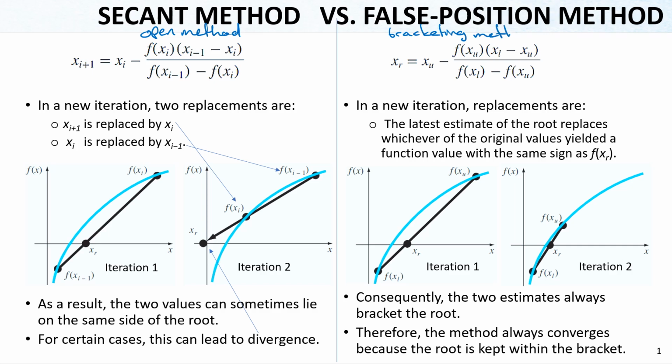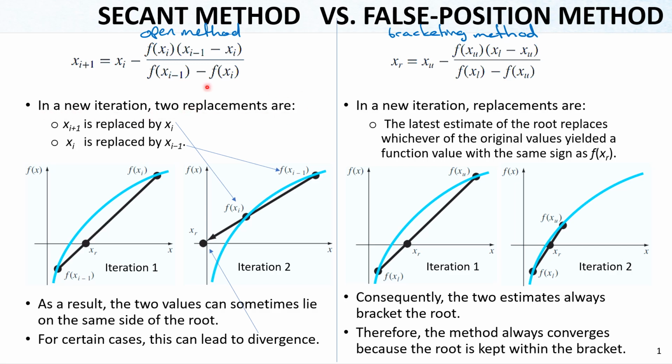And the difference between them is that in the open method we use two estimates, but we don't get them as the bounds or as two ranges, and the root stays in between. But in the bracketing method, the root should stay between the lower and upper x estimates. So let's see that here.